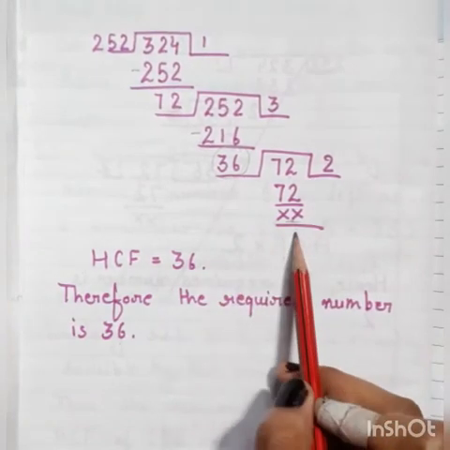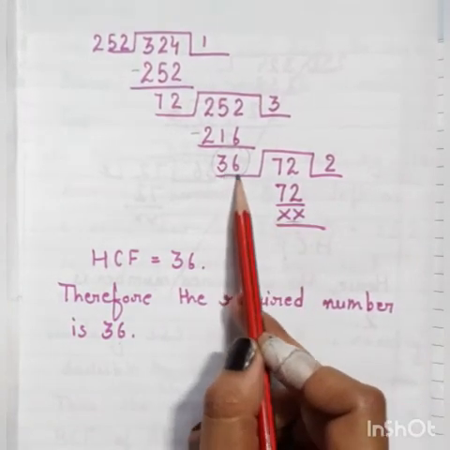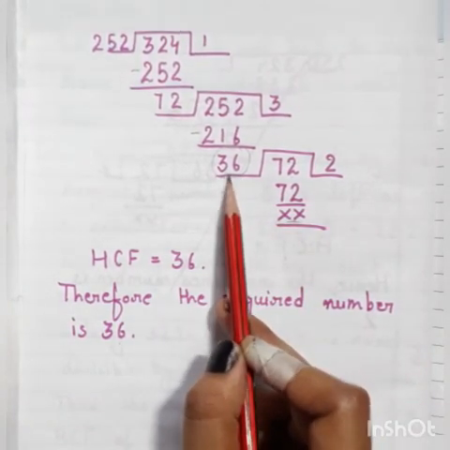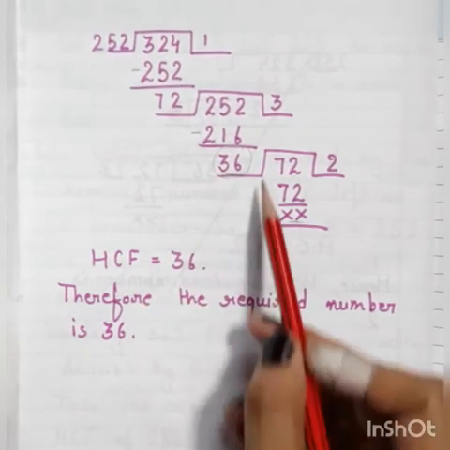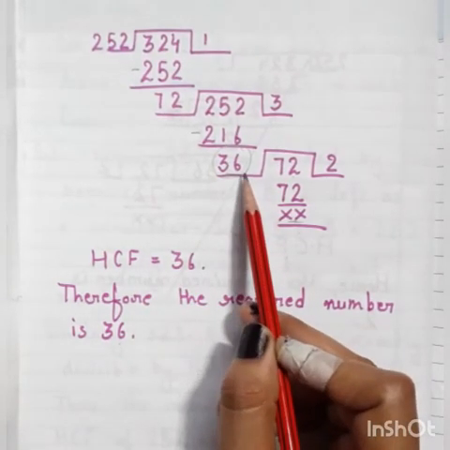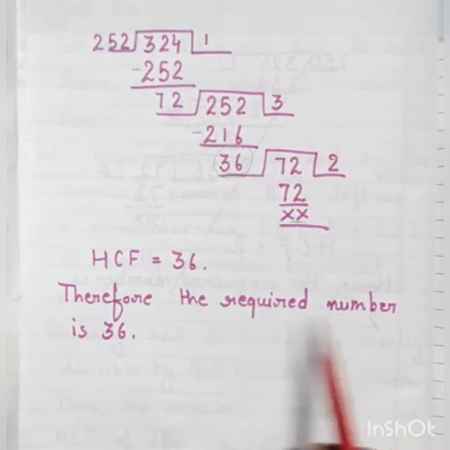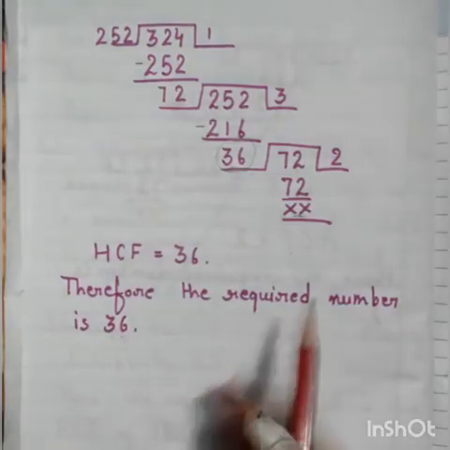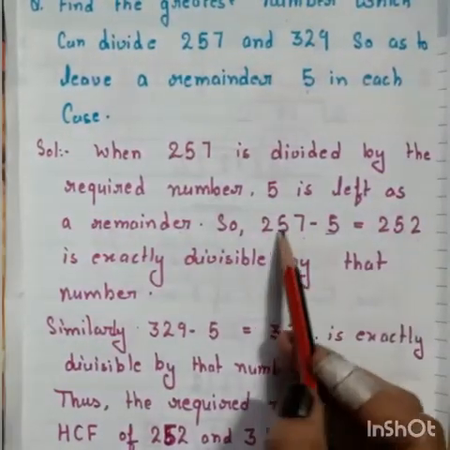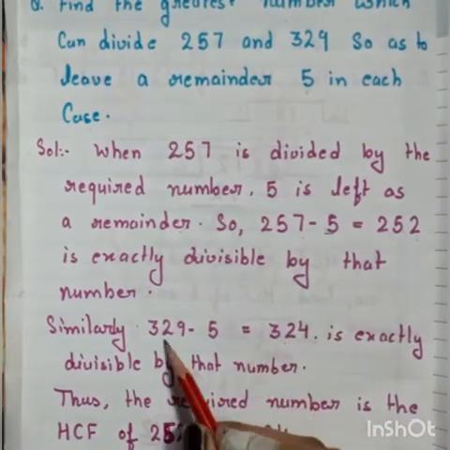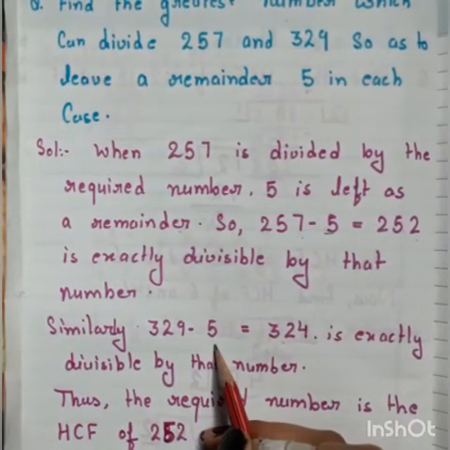It means you are done with your HCF. Now this number becomes your answer. So the HCF is 36. The divisor which you get at last is your HCF. Therefore the required number is 36, a number which when it divides 257 and 329 leaves 5 as a remainder.